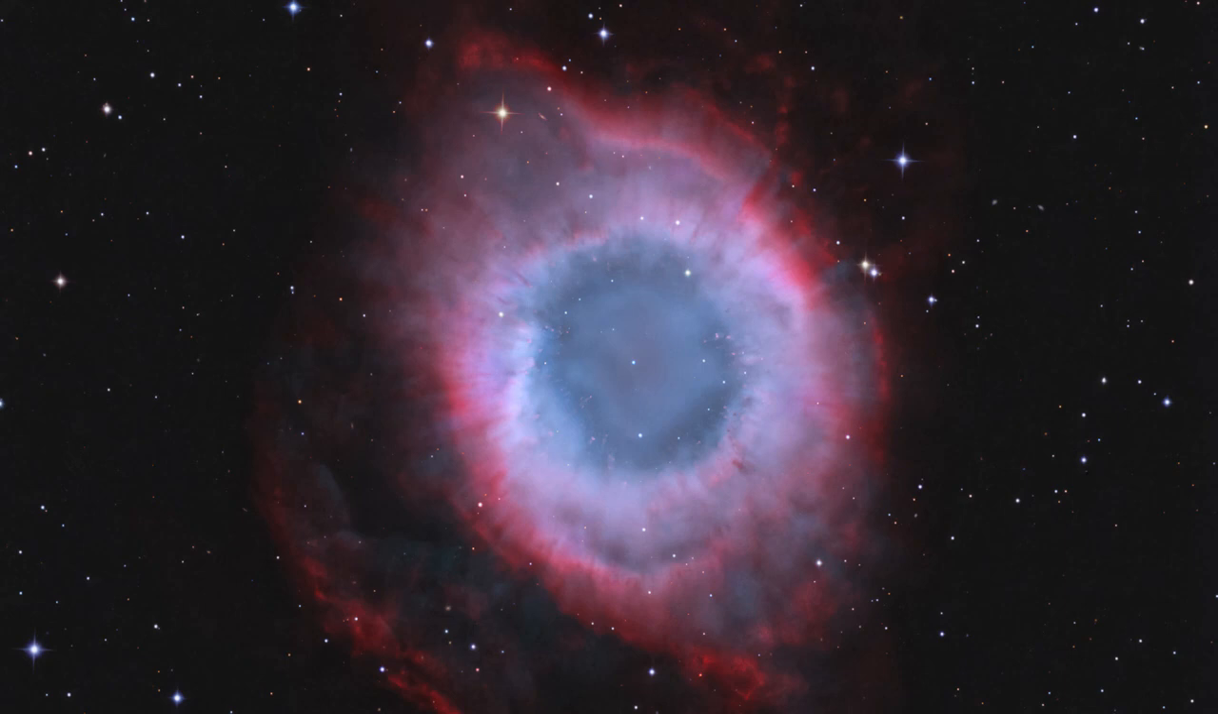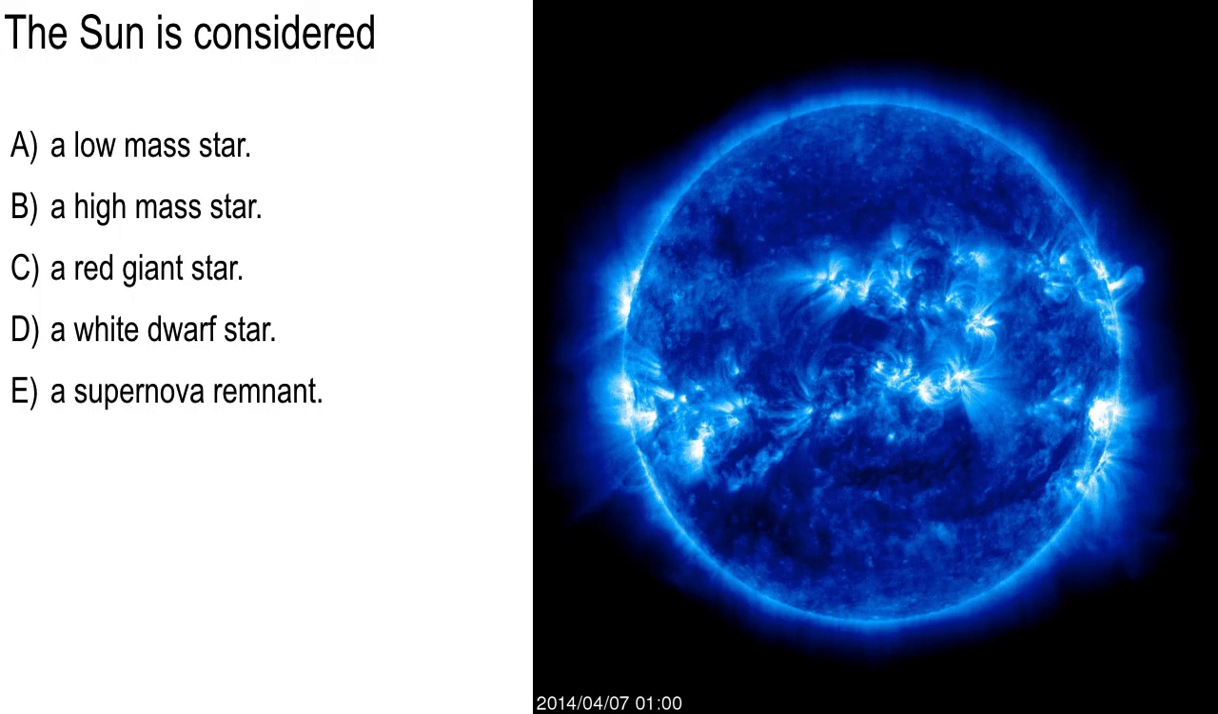Now, clicker question. Ready? Multiple choice, please. What is the Sun considered? Go ahead and vote. A, B, C, D, or E. And there's a picture of the Sun. Okay, 10 seconds to vote. 10, 9, 8, 7, 6, 5, 4, 3, 2, 1, 0. Oh my goodness. Go ahead and let's display this. Tricia, if you please.